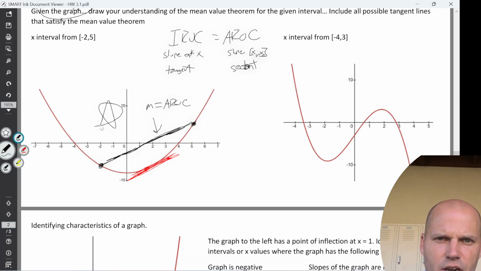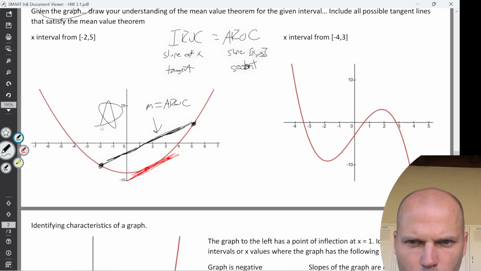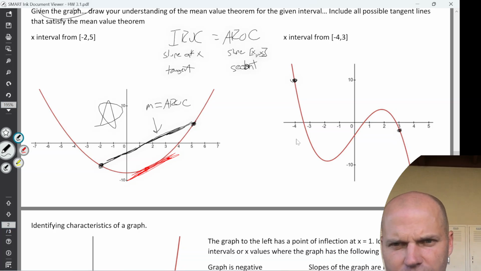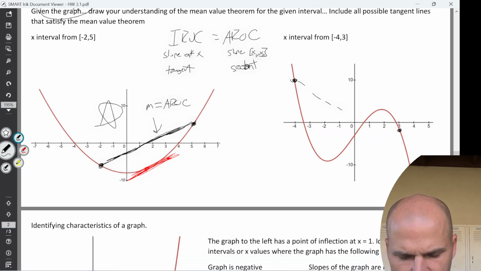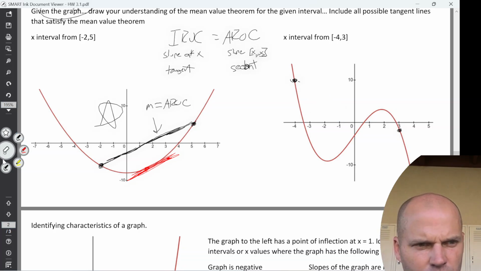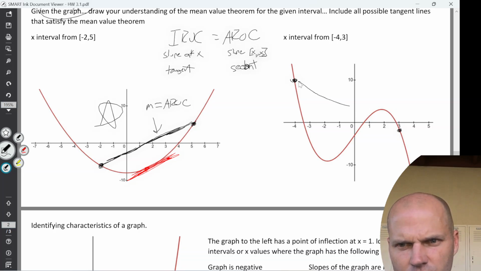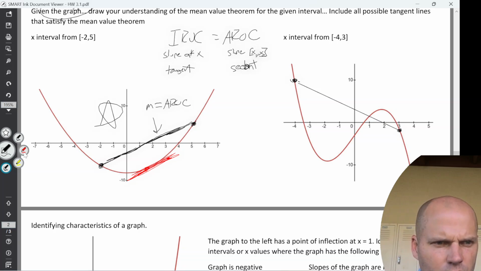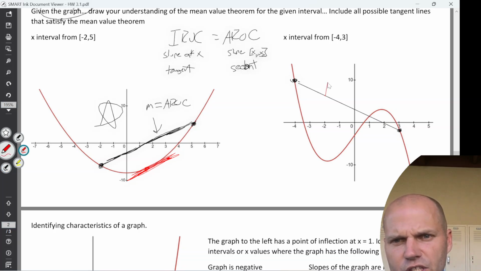You sketch your average rate of change, which is your slope over an interval. You sketch your slope at a point that is equal to or parallel to the slope over your interval. From -4, that'd be this y-coordinate, to 3, that'd be this y-coordinate, I can see this slope, oh, that's bad. Is the slope of the secant. This is the slope that equals the average rate of change of the function.